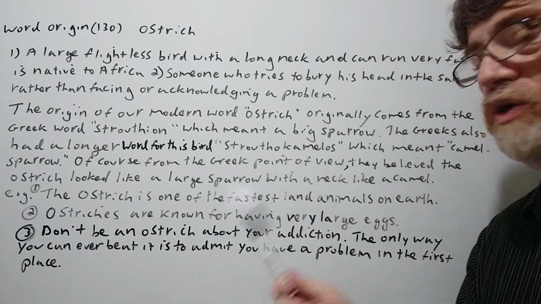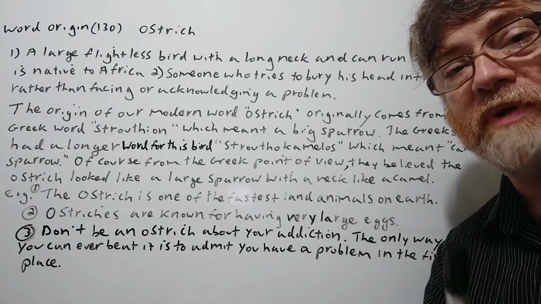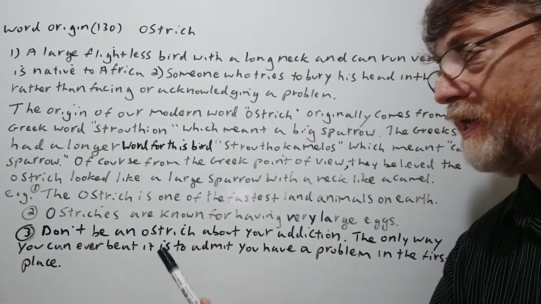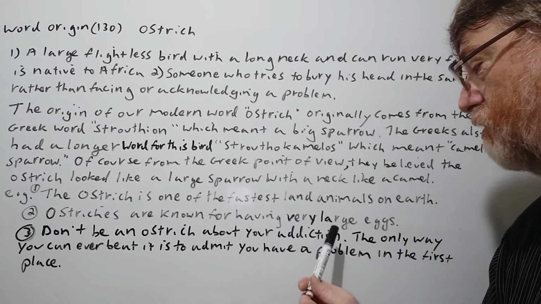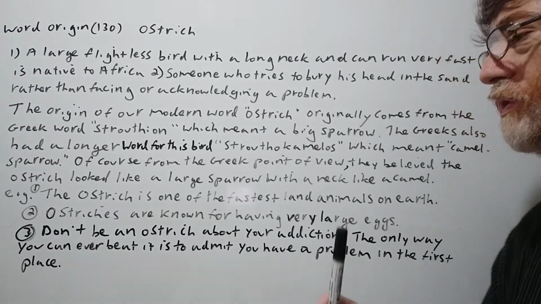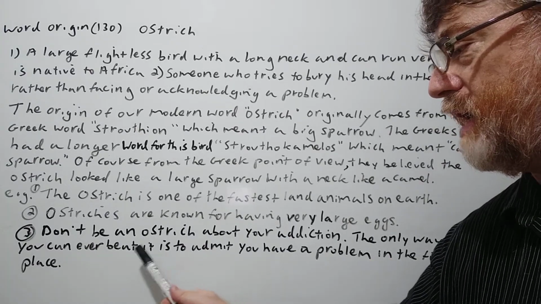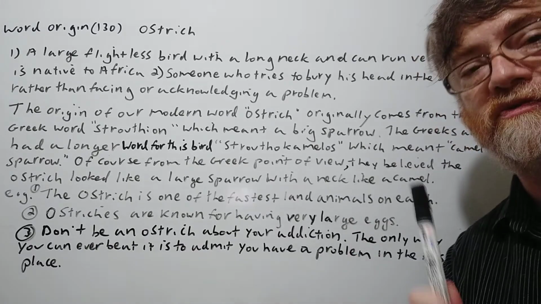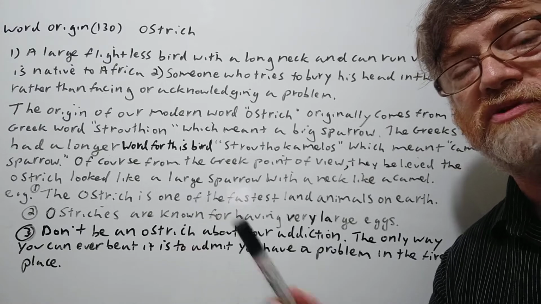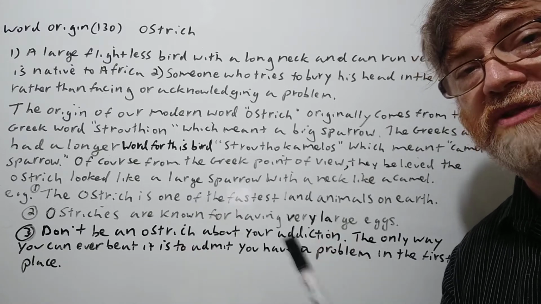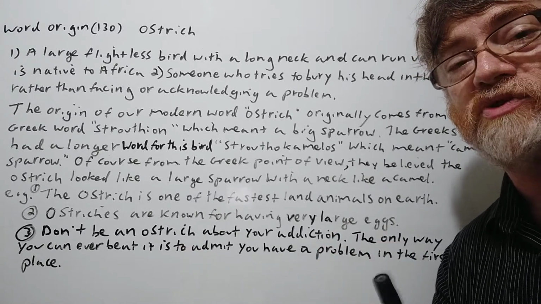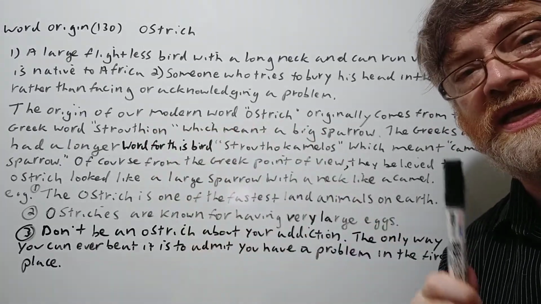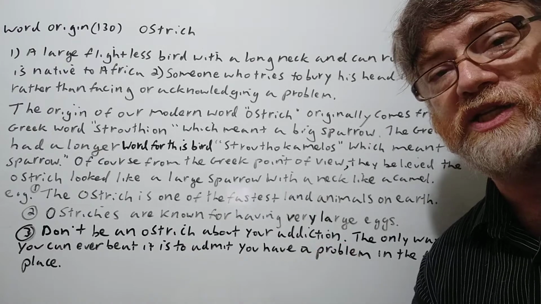Okay. And the third one is about if you call a person an ostrich. Here, somebody's saying, don't be an ostrich about your addiction. The only way you can ever beat it is to admit you have a problem in the first place. So if they're being an ostrich about their addiction, it means they're trying to hide from their problem. They're not acknowledging or facing their problem. They're not even admitting to it.